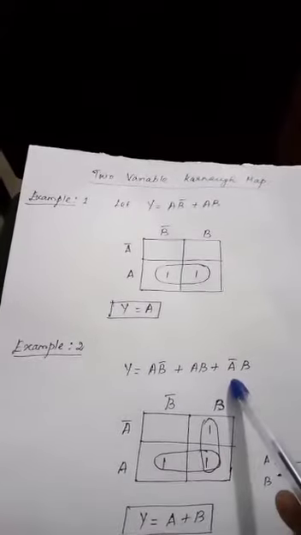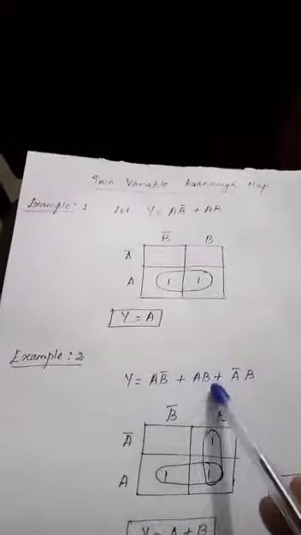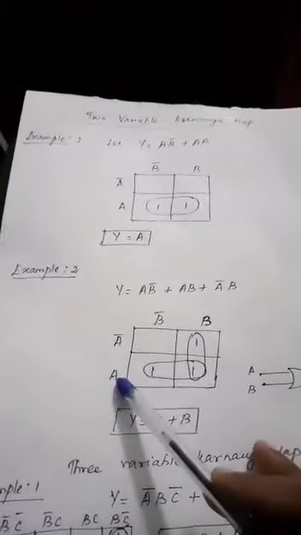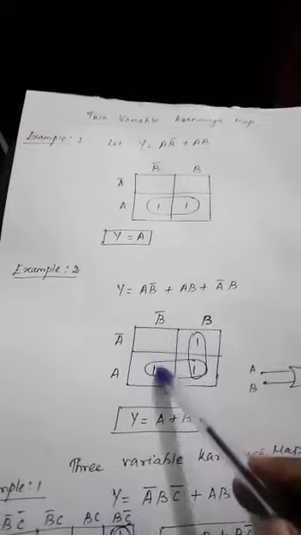Okay, now we are going to see example 2. Y equals A B bar plus A B plus A bar B. This is the equation, and we must solve it by this Karnaugh map method. Here also we have the graphical representation of the Karnaugh map. I already told you that we put A bar, A and B bar, B. Now we represent A B bar: here is A and here is B bar, so for this we put 1 here, and then for A B, here is A and here is B.